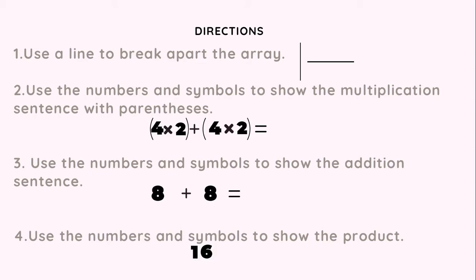So what your new multiplication sentence will be, including both multiplication problems. Then you will use the numbers and symbols to show the addition sentence. Then you will use the symbols and numbers to show your product. So for example, here you have 4 times 2 plus 4 times 2, which is equivalent to 8 plus 8, which gives you the product of 16.